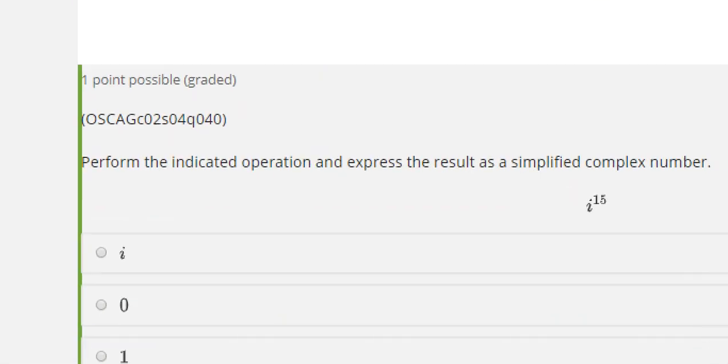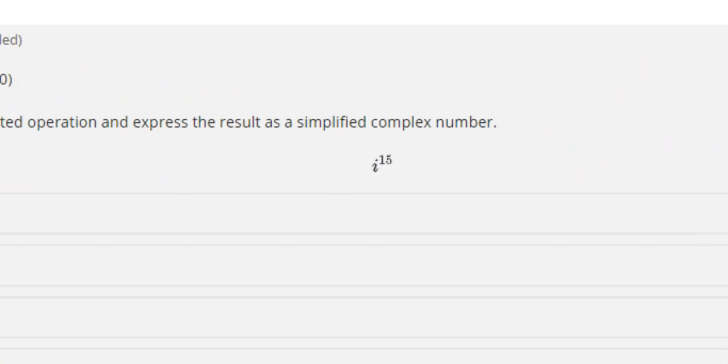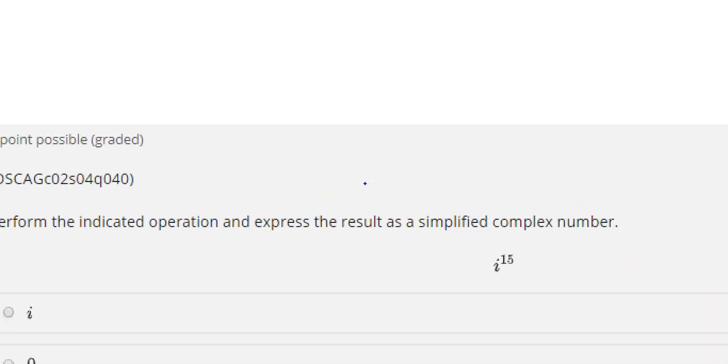Hi guys, this is an interesting problem. You're gonna figure out what is i to the 15 equal to. I'll leave this problem to you, but instead I'm gonna do another one that's much more complicated. You would think complicated, but let's see.